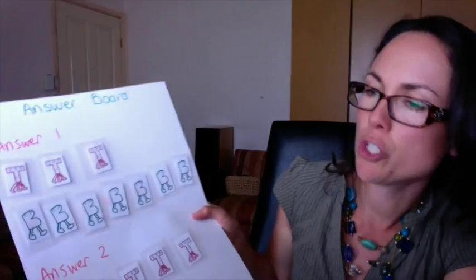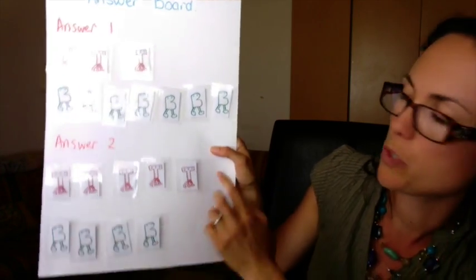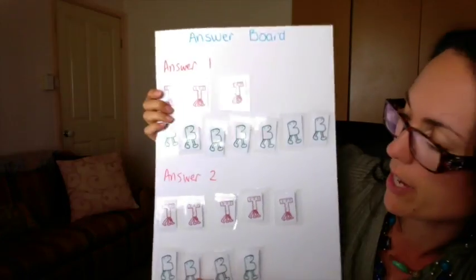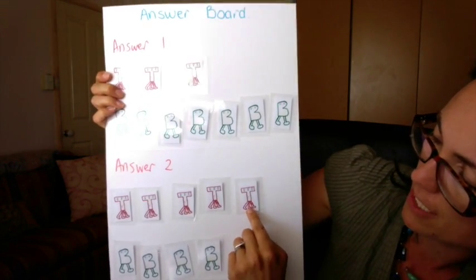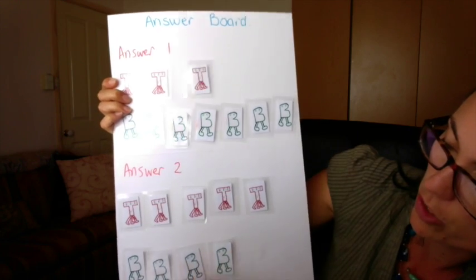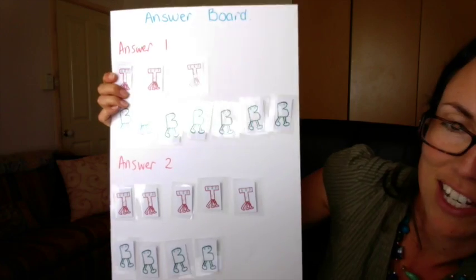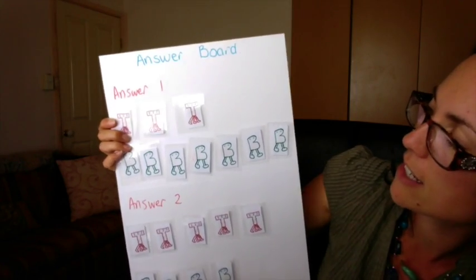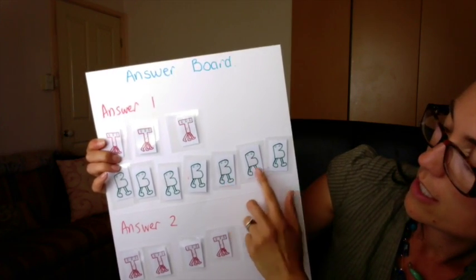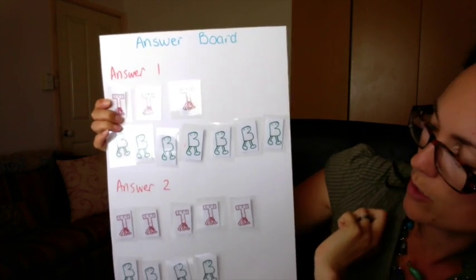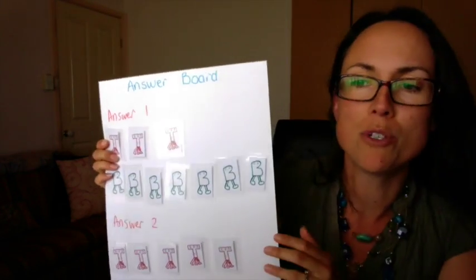So now we're going to add the 3 tripods and the 2 bipods to answer 2, and then double check our answer. So 3, 6, 9, 12, 15, and then going up by 2s, 17, 19, 21, 23. So our answer is, for answer 1, it's 3 tripods and 7 bipods, and answer 2 is 5 tripods and 4 bipods. Hope you enjoyed the lesson.